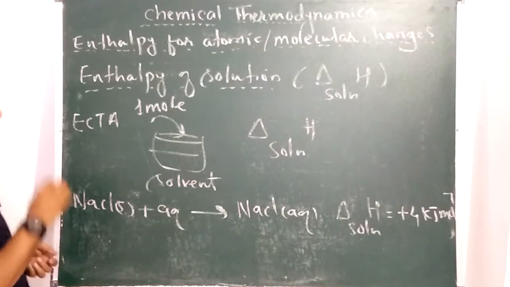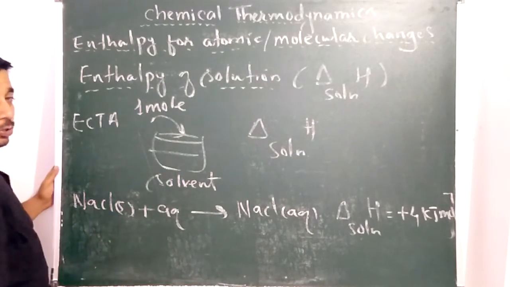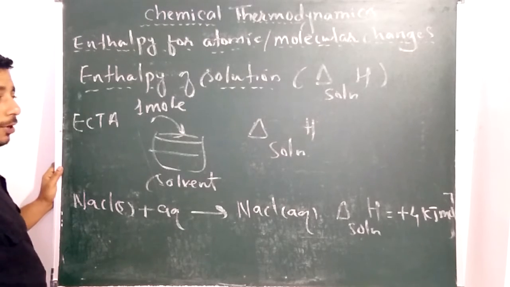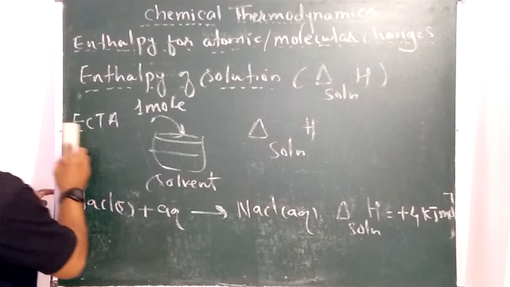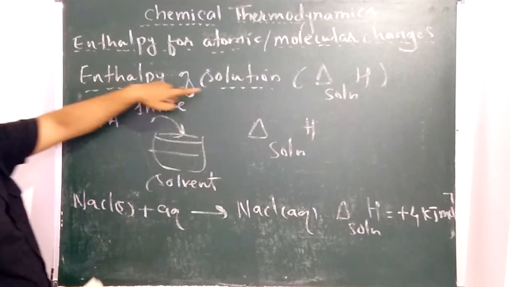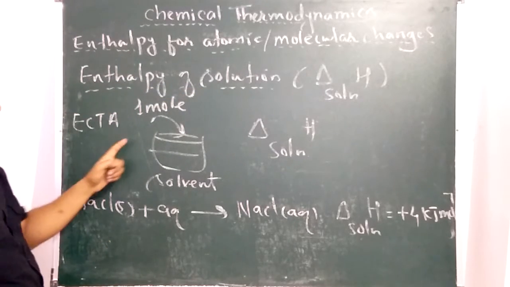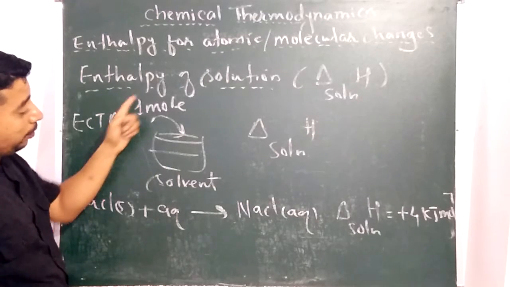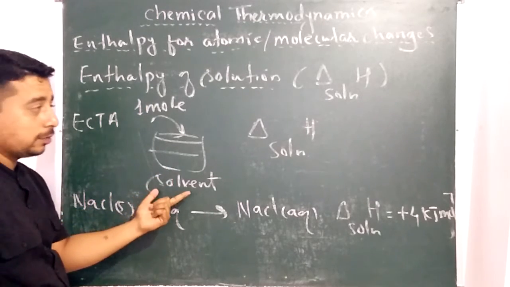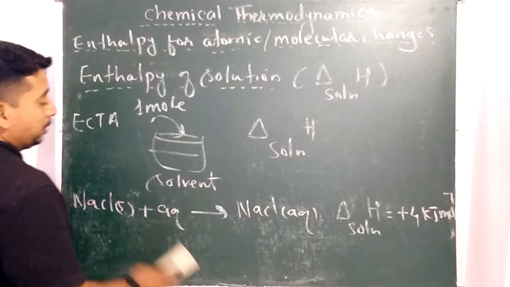Now when an ionic solid is dissolved in water, it dissolves in 2 steps. I will show these steps. The definition of enthalpy of solution is the enthalpy change that accompanies the dissolving of 1 mole of a substance in a specified amount of solvent.